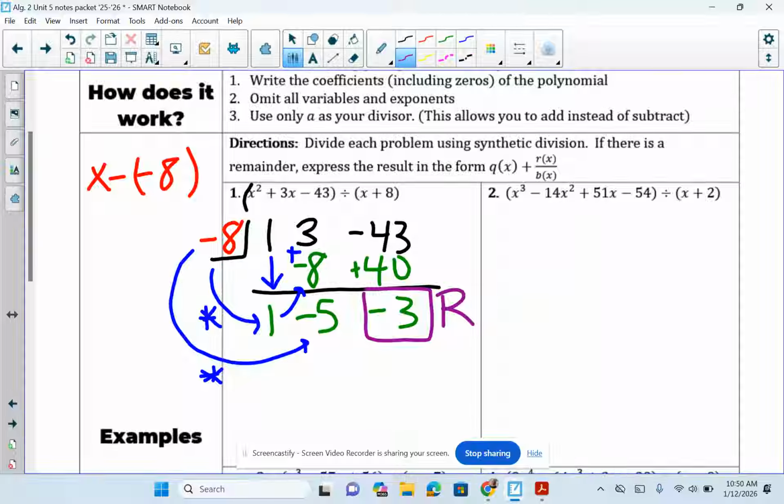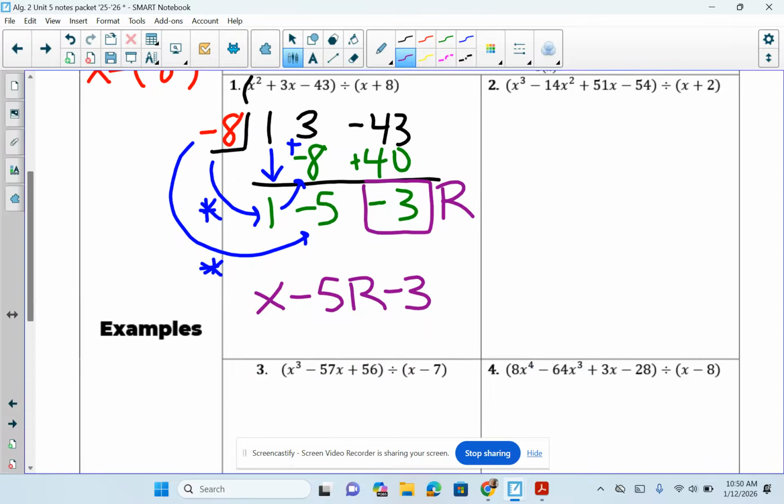How we write our final answer: you will always go down one exponent. So the fact that this part right here started with x squared, my answer is 1x minus 5. Remainder, negative 3. Or if you're typing it into Delta Math, x minus 5 plus negative 3 over your divisor.